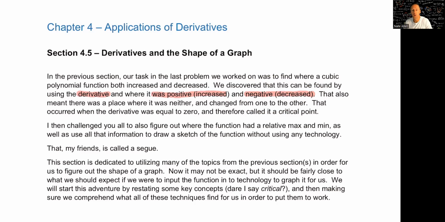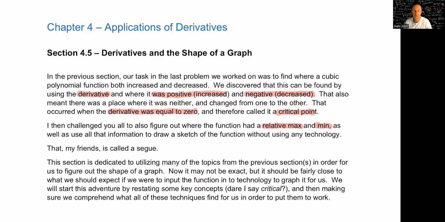In order to figure out where it was positive and negative, remember we also found where the derivative was equal to 0. And because those points were so critical to us, we called them critical values or critical points. We then used those things to figure out where we had a relative max or min, and even the endpoints to figure out if there's an absolute max or min.